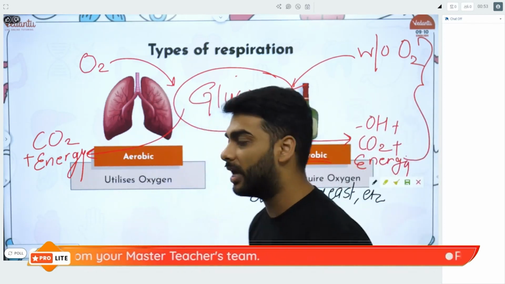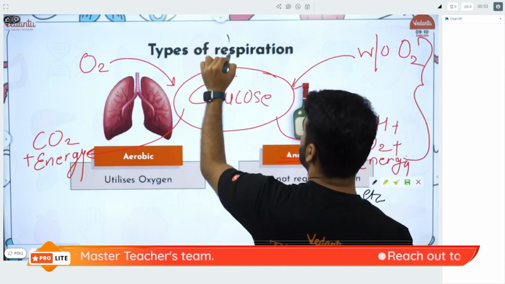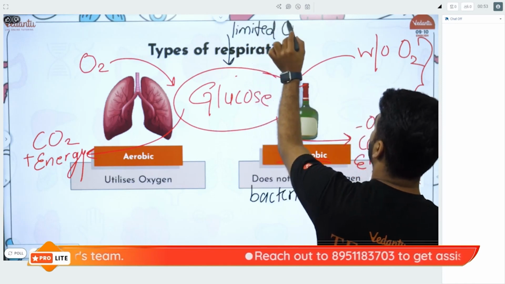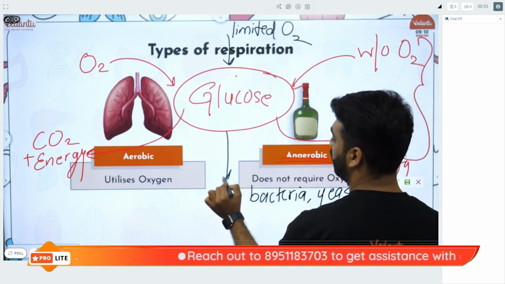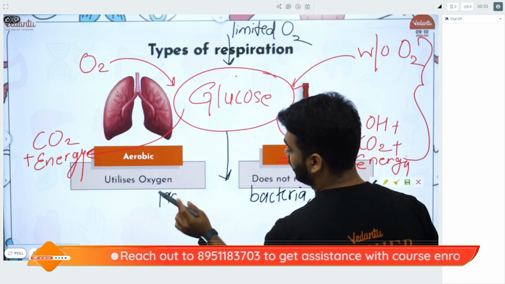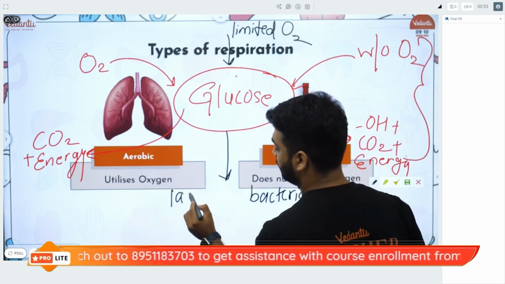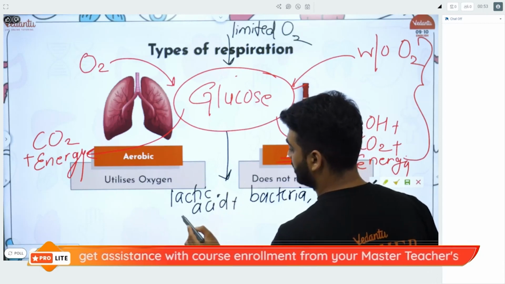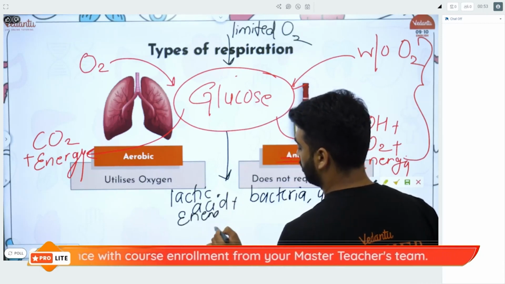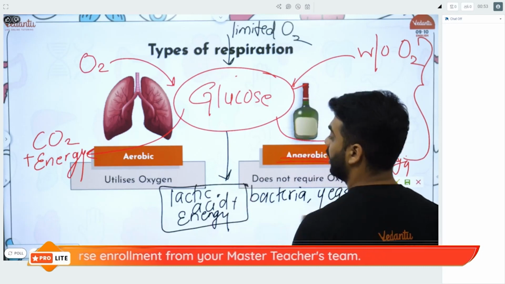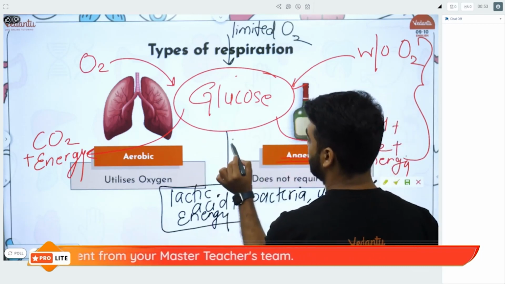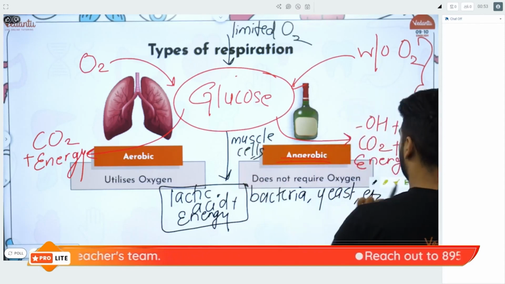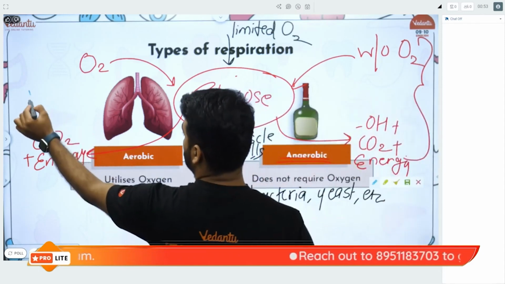And let me tell you, there is one more type of respiration, which is with limited oxygen. And that product is lactic acid plus energy. This type of respiration takes place in the muscle cells. This type of respiration takes place in the mitochondria.